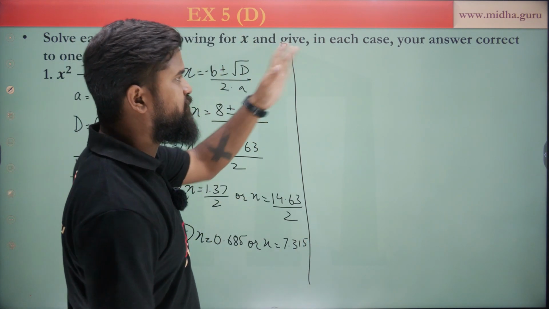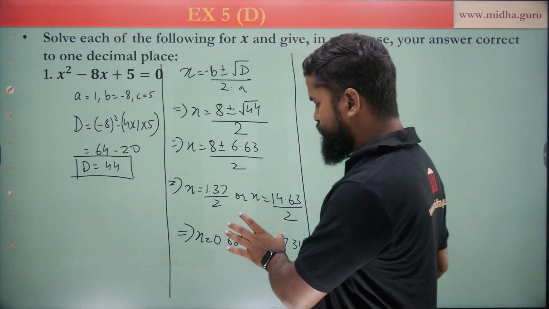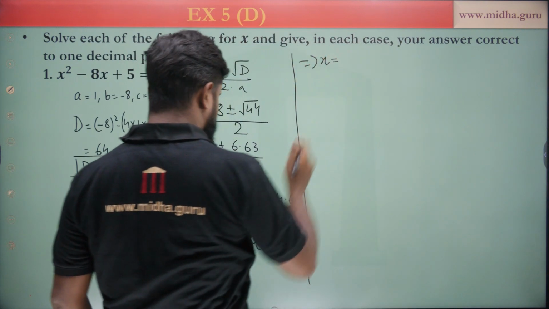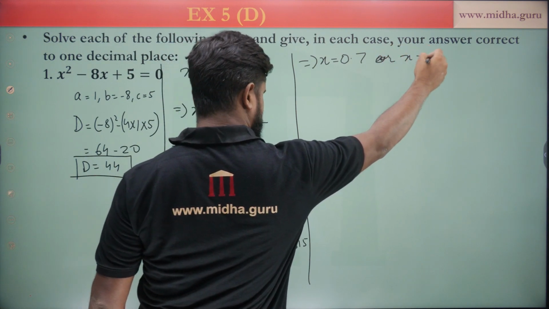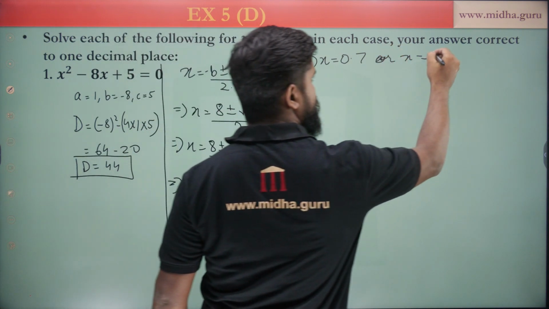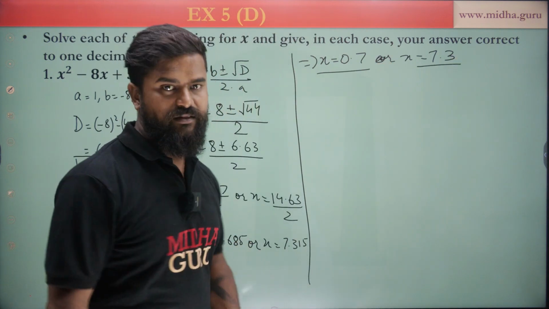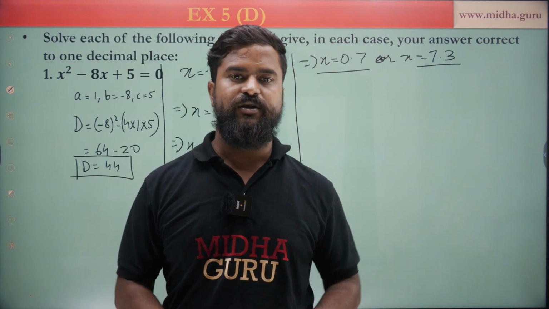But remember, the question says we have to round off our answers correct to 1 decimal place. So we'll round both of them off to 1 decimal place, from where we'll get that x is equal to 0.7 or x is equal to 7.3. And these will be the answers for our given quadratic equation. Now let's move on to the next problem.